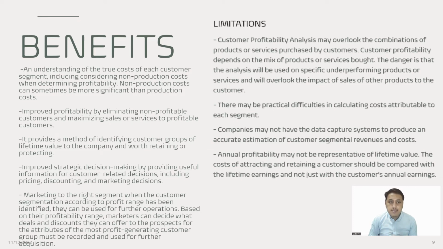And then the last is marketing to the right segment. When the customer segments according to profit range have been identified, they can be used for further operations based on their profit range. Marketers can decide what price and discount they can offer to the prospect, and the attributes of the most profit-generating customer group must be required and used for further execution.